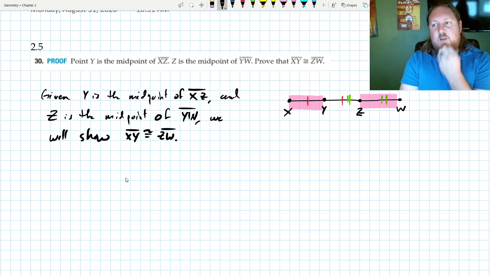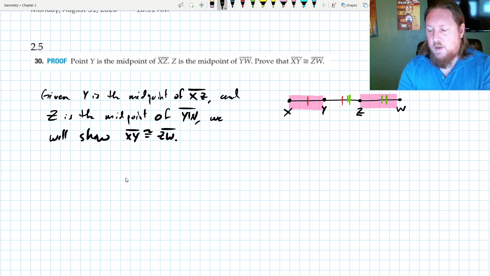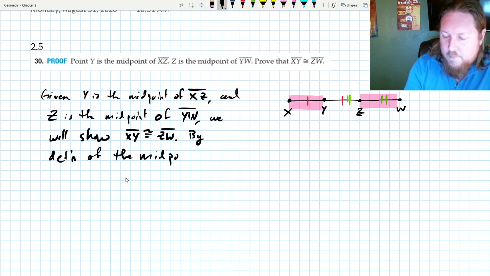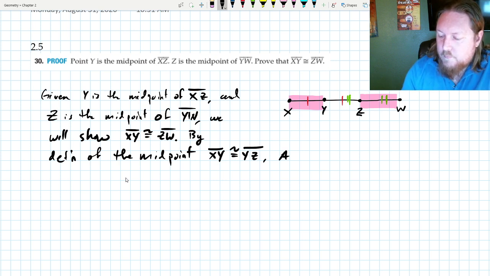So first thing we need to do is set up this relationship between XY and YZ. Those two red marks there. How did I know those red marks? Well, by definition of the midpoint. By definition of the midpoint, segment XY is congruent to segment YZ. Also, I used a comma there, so I shouldn't capitalize.